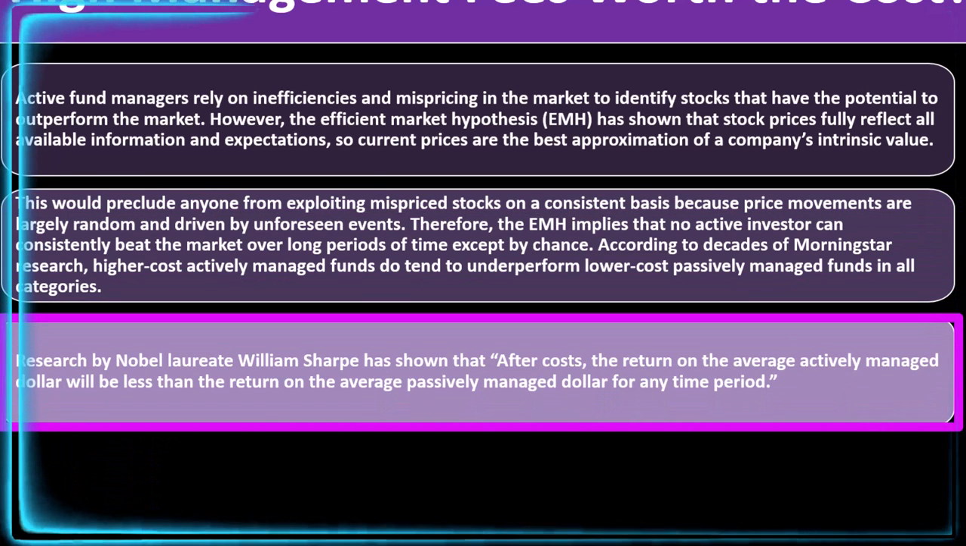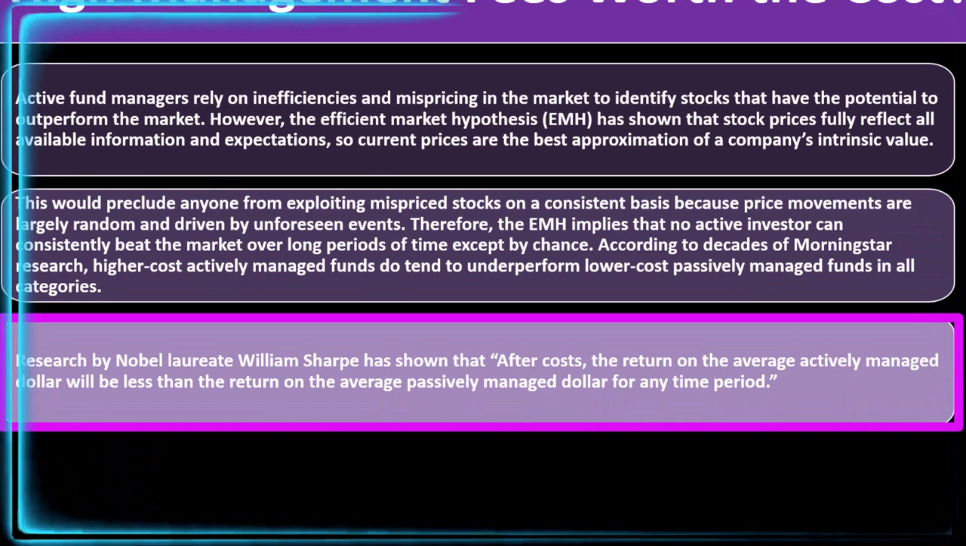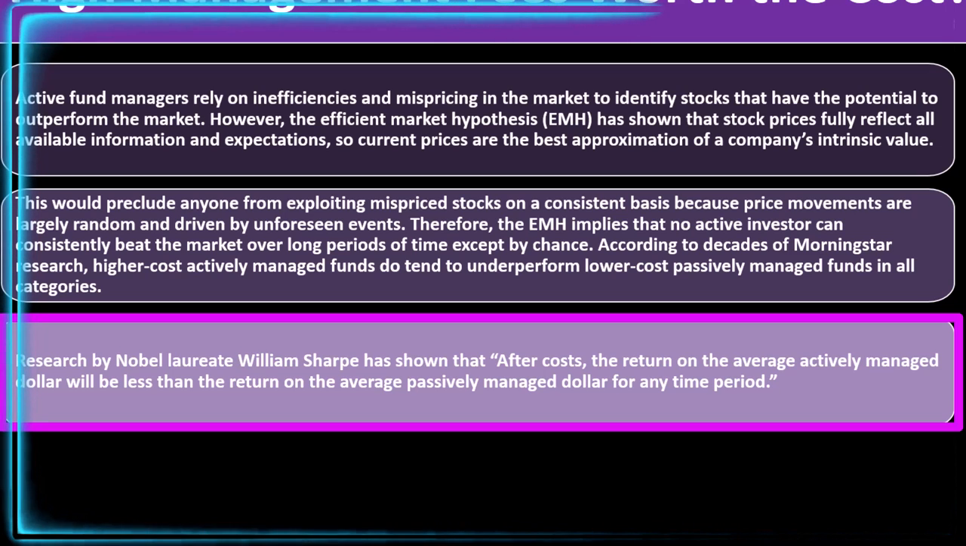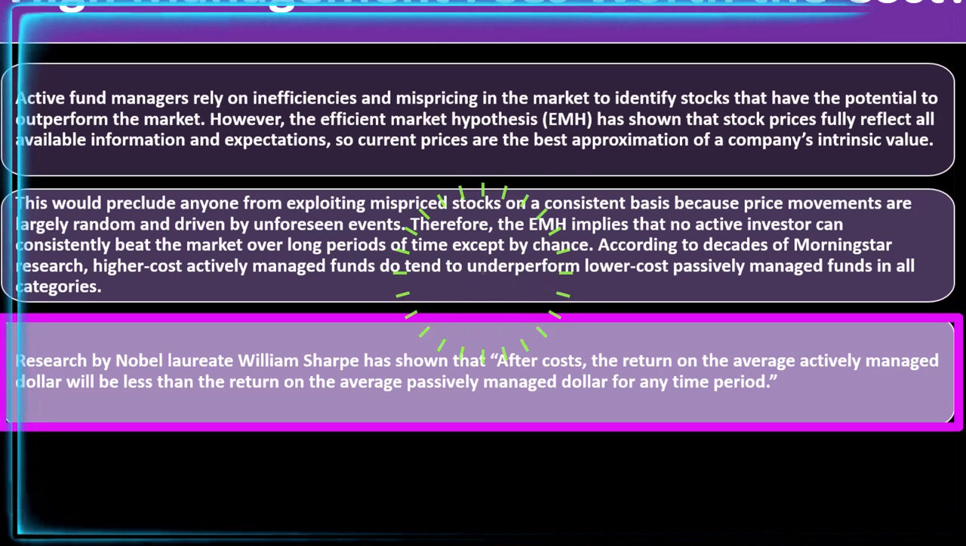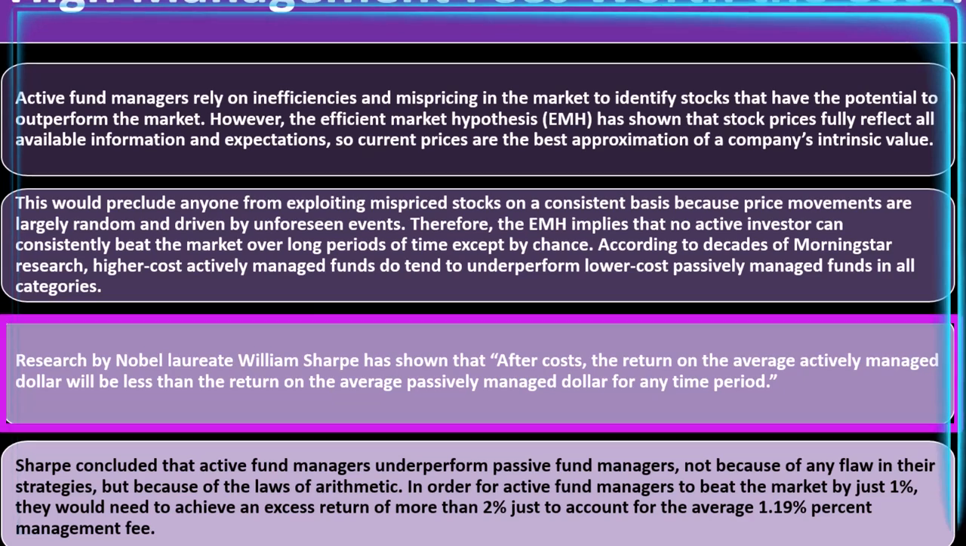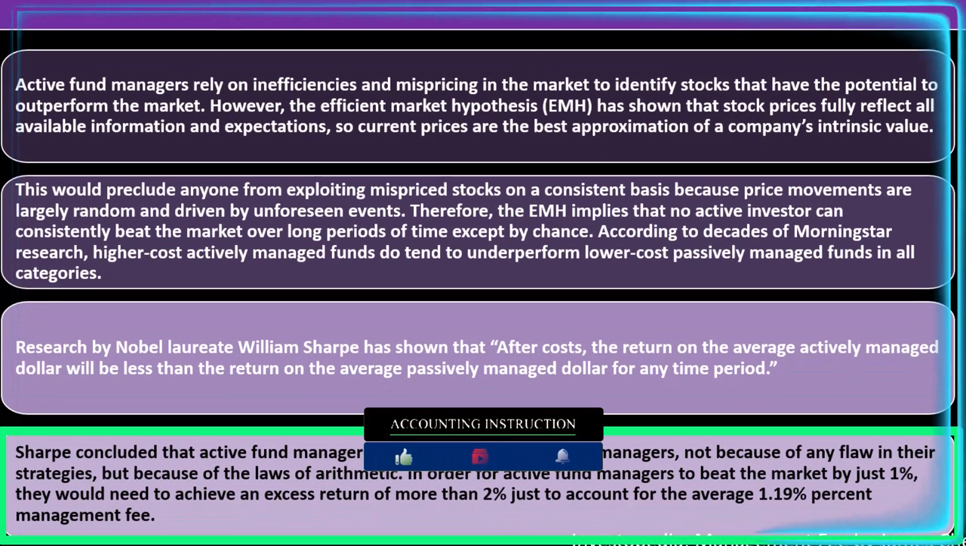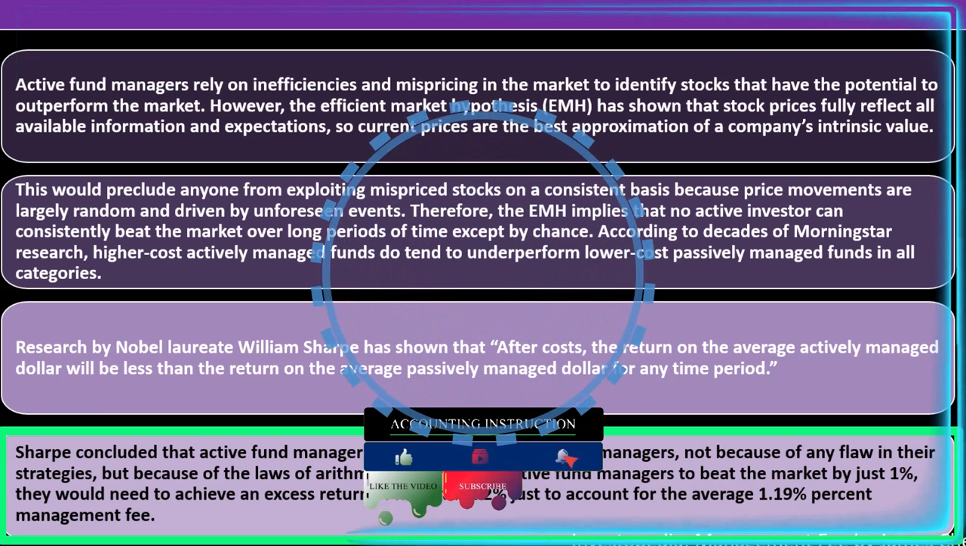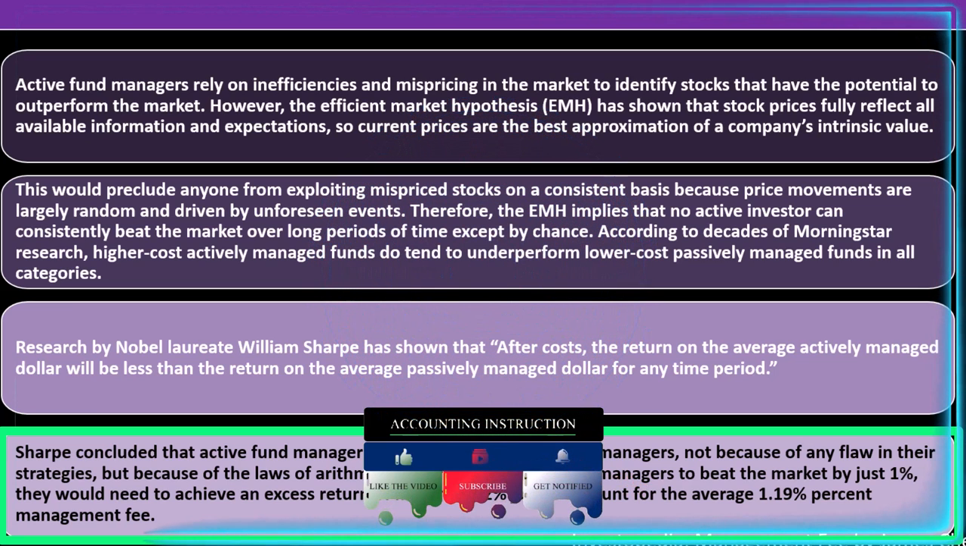Research by Nobel Laureate William Sharpe has shown that after costs, the return on the average actively managed dollar will be less than the return on the average passively managed dollar for any time period. Sharpe concluded that active fund managers underperform passive fund managers not because of any flaw in their strategies, but because of the laws of arithmetic.